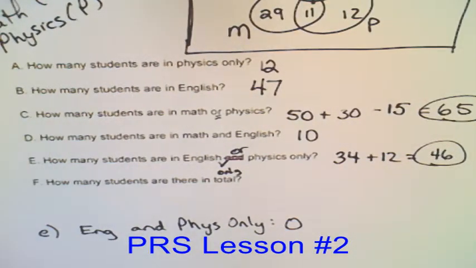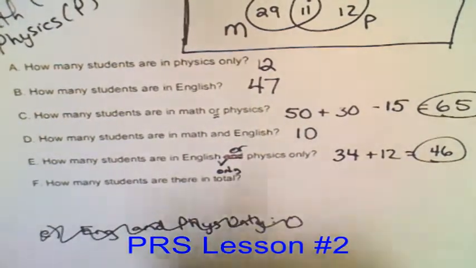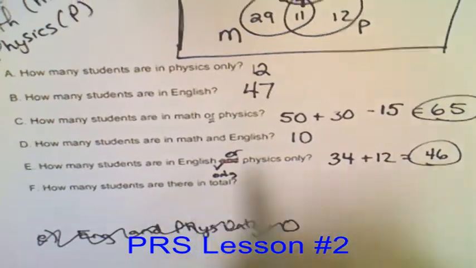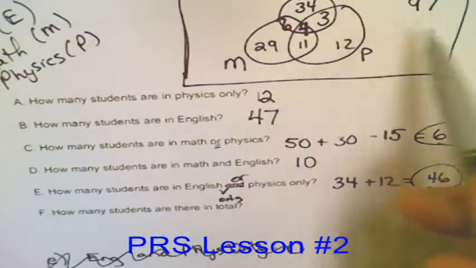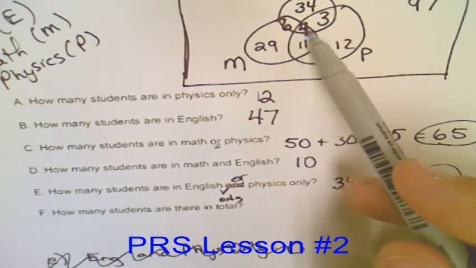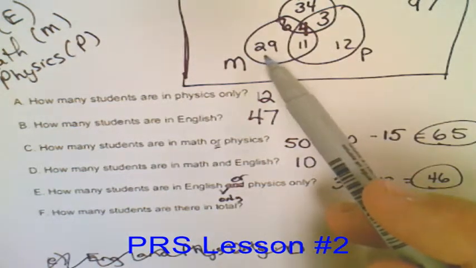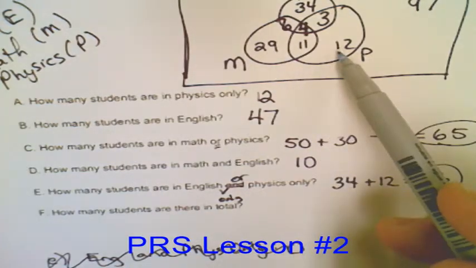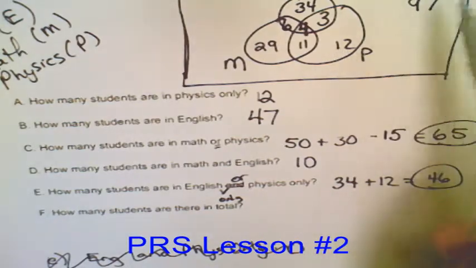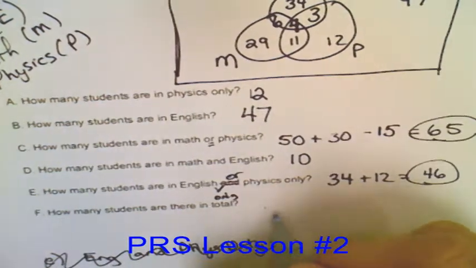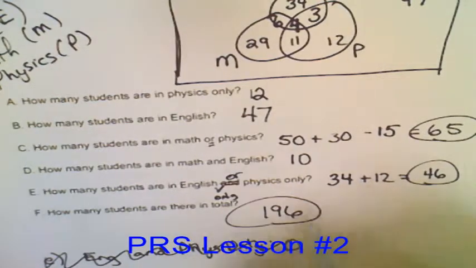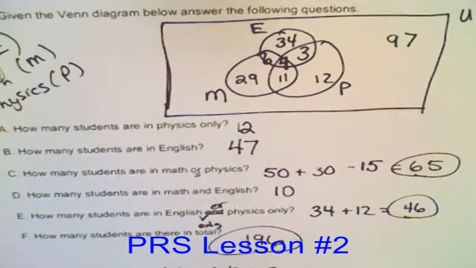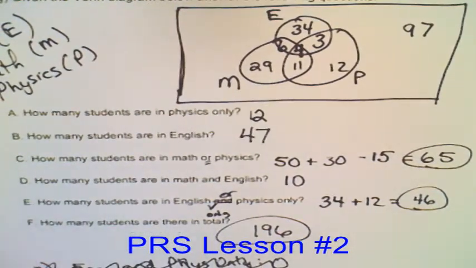If I would have done it exactly as it would have said, here's another way. English and physics only. So physics only is 12, which means they're not in English. If I use the word and, it means I want them in physics only and I want them in English. So if I say English and physics only, if I say it that way, the answer is 0. I don't have anybody that's in physics only. And if they're only in physics, how the heck could they be in English? That's a miswording of E, but nonetheless it's there.